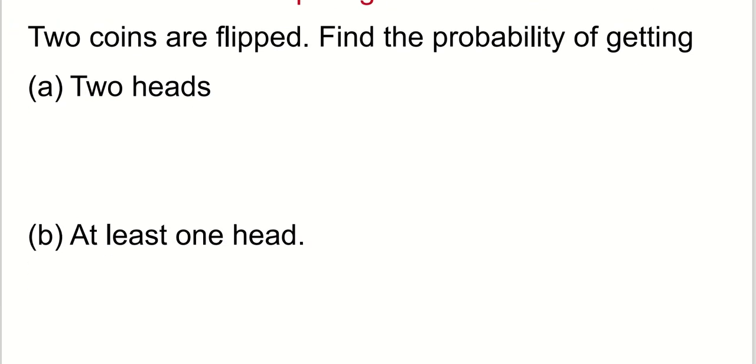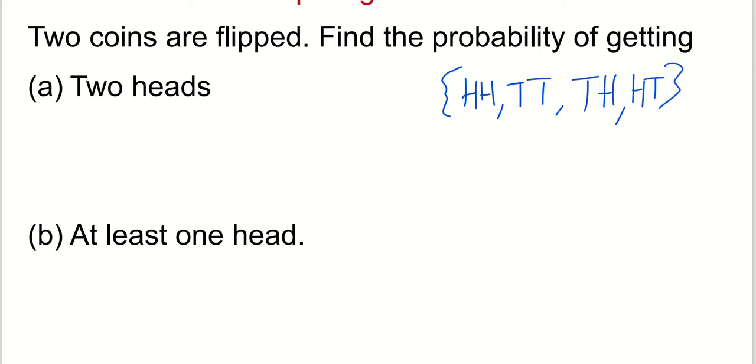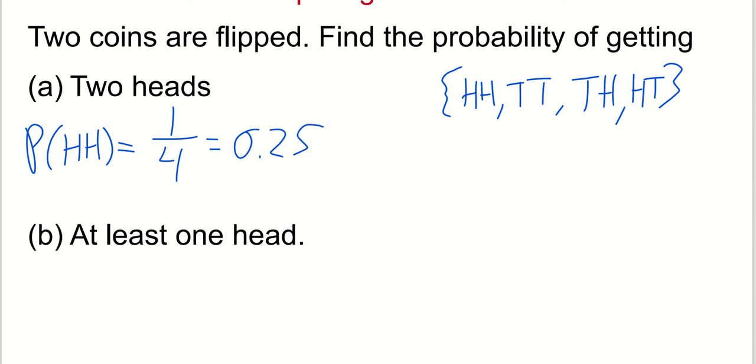Let's take a look at example 3. Suppose that 2 coins are flipped. Let's find the probability of getting 2 heads. If you recall, the sample space for this event included head head, tail tail, tail head, and head tail. So the probability of getting 2 heads happens 1 out of 4. So this would be the probability of 0.25.